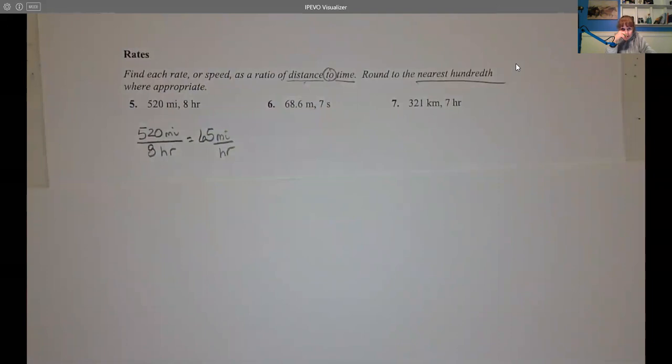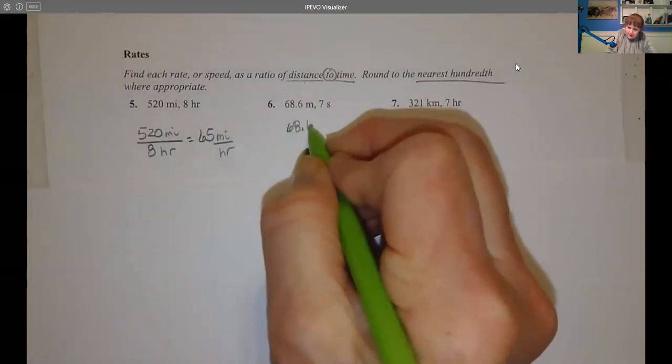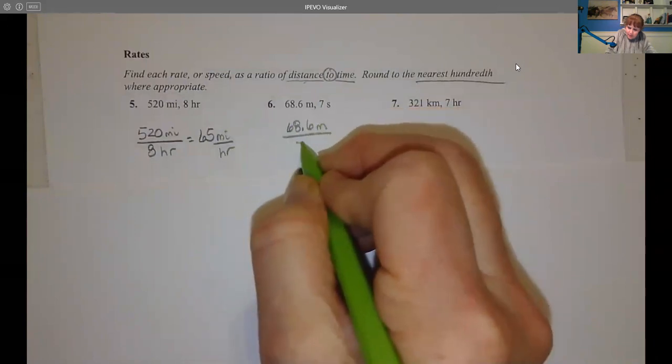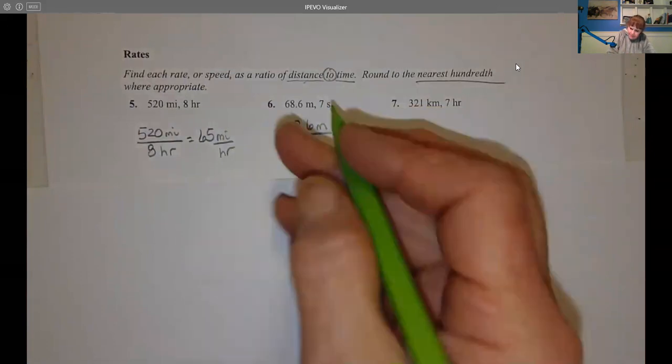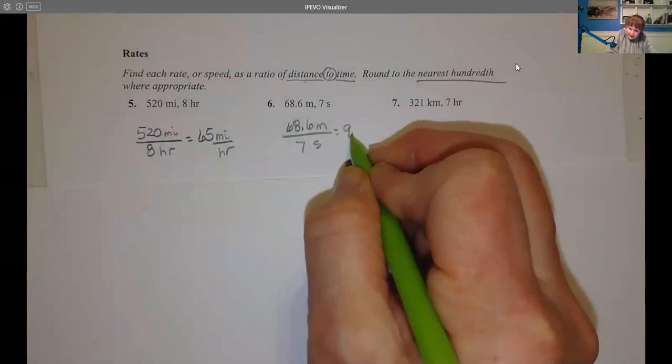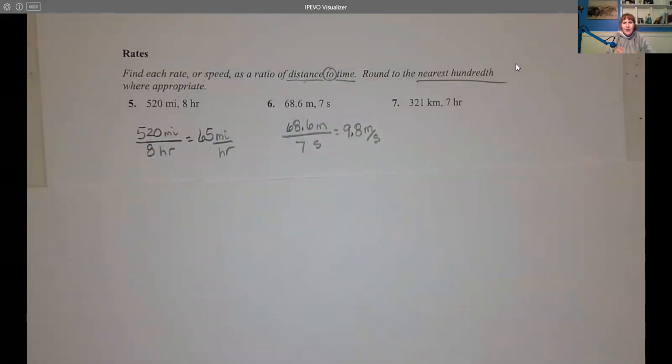Okay, let's look at number 6. We take the distance, 68.6 meters over 7 seconds. 68.6 divided by 7 is 9.8 meters per second. So you're keeping those units as the ratio. The units keep that ratio of distance over time, miles per hour and meters per second. So I'm hoping you've got that.